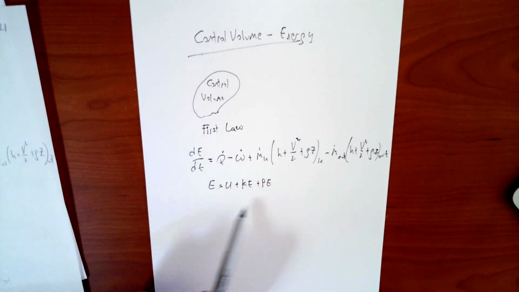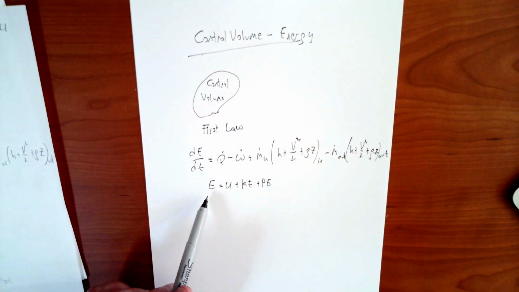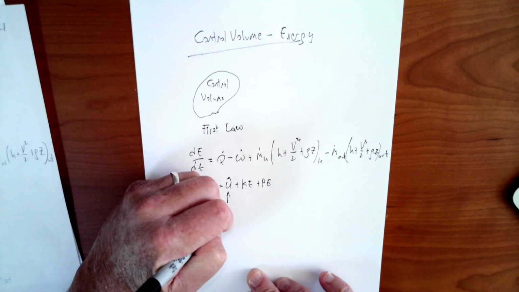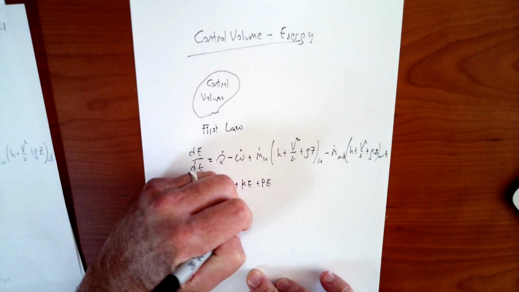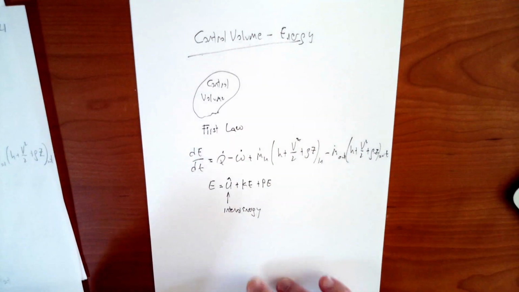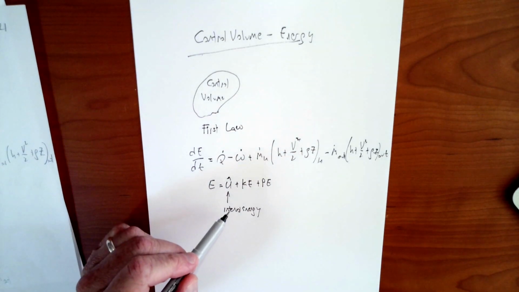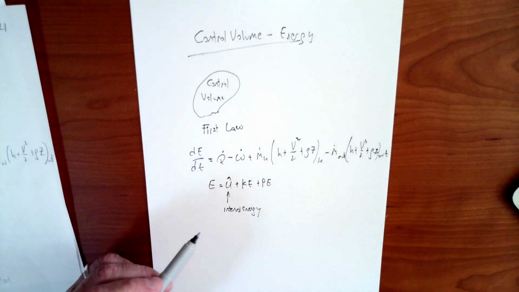Remember that energy is made up of internal energy, kinetic energy and potential energy. This is not velocity in this particular context. There just aren't enough letters in the world to handle all the variables when you combine these fields. But internal energy here, kinetic energy and potential energy.